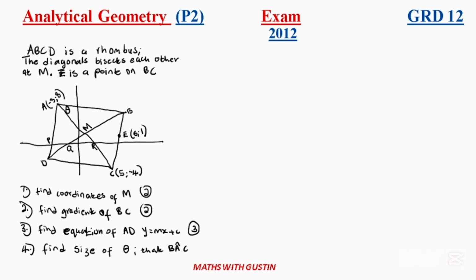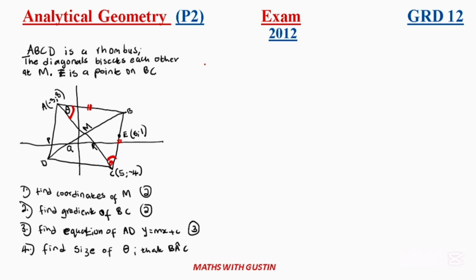Okay, question 4 says find the size of theta. So theta is this angle sitting right here. I want us to find the size of theta. What we can do in this case, we know that if this is a rhombus, these lines are parallel, but they are also equal to each other. So if these two are equal, it also means this angle here is also equal to theta as well. Because why do we say that?